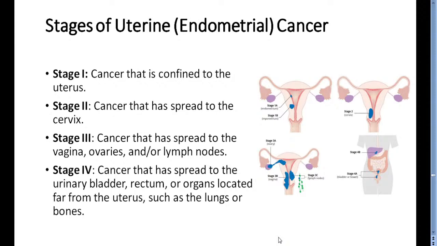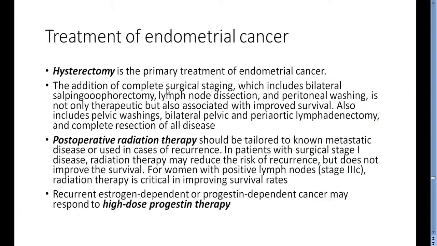In the first stage, cancer is confined to the uterus only. Stage 2, cancer starts to spread to the cervix. Stage 3, cancer starts to spread to the vagina, or to the ovary, or to the lymphatic system. And stage 4 usually accounts for distant metastasis and invasion to the adjacent organs, even beyond the pelvic region.